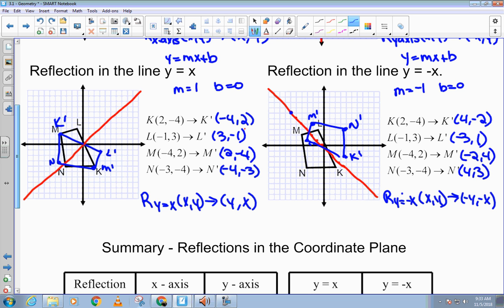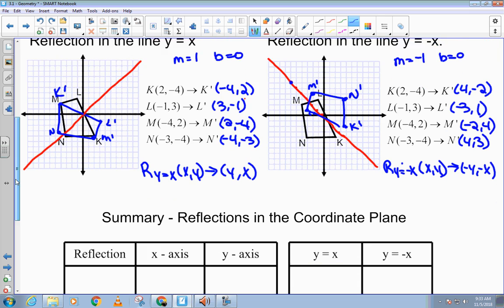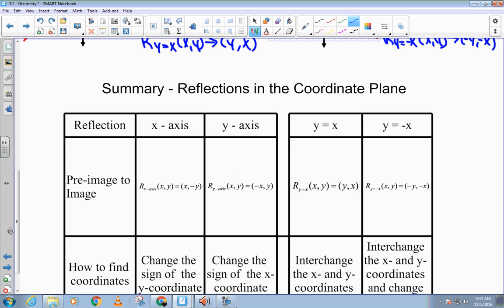Alright. So here's a summary of the rules. If you reflect over the x-axis, you change the opposite coordinates, so the y changes sign. If you reflect over the y-axis, then you change the x sign. If you reflect over the line y equals x, then the y and the x switch places. And if you reflect over the line y equals negative x, they switch places and they switch signs. Okay? So those are your rules. You should know how to graph it and use the rules.